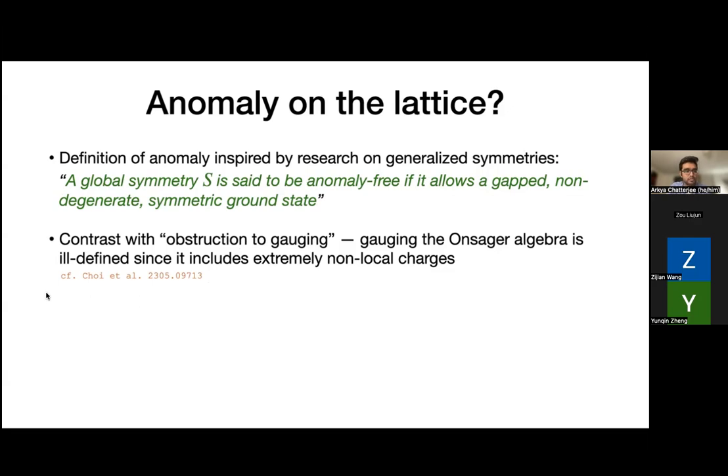This has been discussed in a lot of detail in this paper here, so I encourage the audience to check it out if they want to understand the connection between these two definitions.